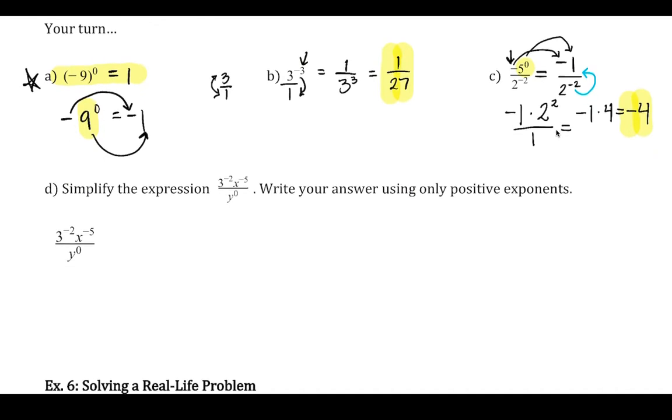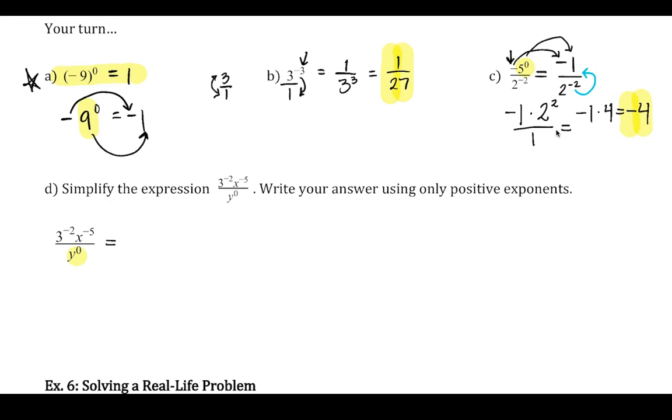For the next one, simplify the expression 3 raised to the negative 2 times x raised to the negative 5th over y to the 0. Write your answer using only positive exponents. We can do this in however many different steps we need to. You don't need to do it all in one step. I think the first thing I'm going to do is simplify the 0 exponent, because I know anything raised to the 0 power becomes 1.